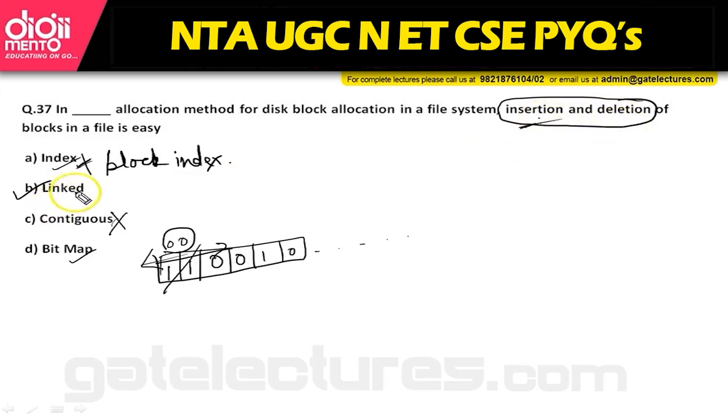Only linked seems the most appropriate answer for the insertion and deletion option. When the operation is searching, index is good. When it is access, contiguous is good because you can directly access it. There is no problem in that, okay? But linked is good when it comes to insertion and deletion. There is nothing to maintain, and there is no fragmentation problem. So B seems the most right answer here.